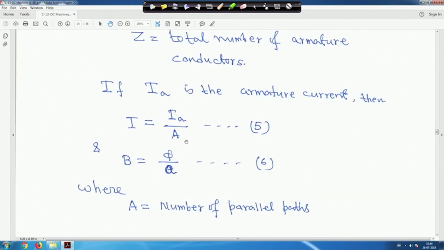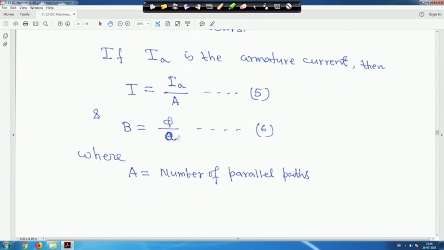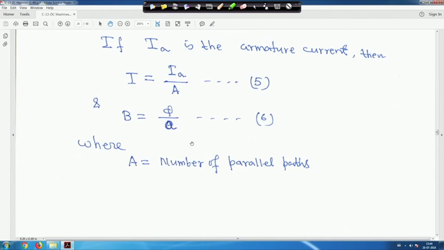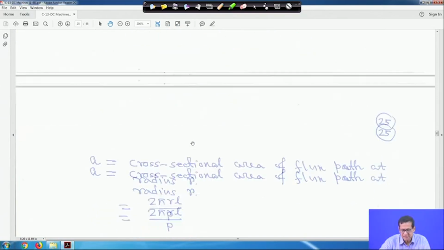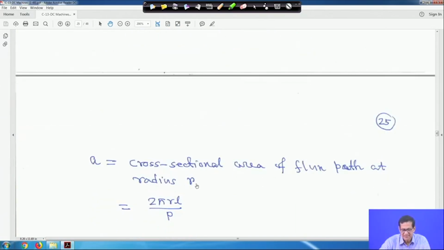So, it is uniformly distributed. So, it will be the current per path, and this is phi upon a Weber per meter square. Phi is the flux and a is the cross-sectional area. We will see that. Now, a is equal to the cross-sectional flux path at radius r.